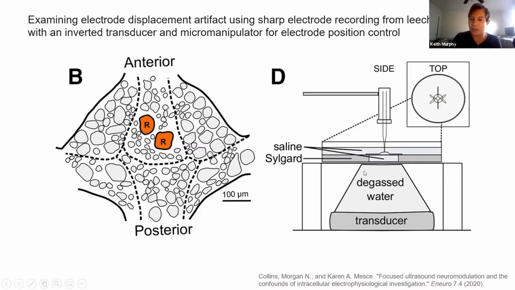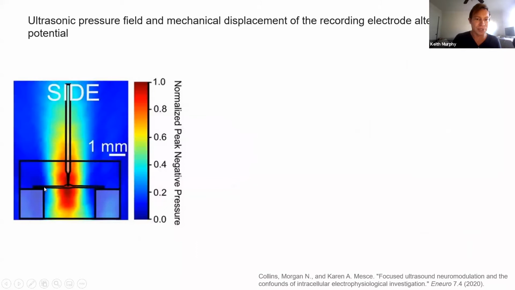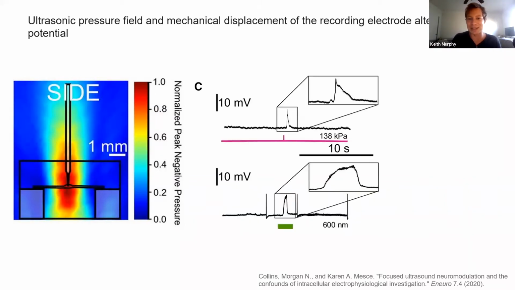What they were doing in this experiment was having a splayed open leech on a glass slide, coupled to an ultrasound transducer. While measuring with a sharp electrode vertically from the top, they would deliver ultrasound from the bottom. The ultrasound peak negative pressure, or the pressure field, is shown here. So you can see they're delivering plenty of pressure, or at least a lot of the field, over the splayed out leech. And here is the interesting finding.